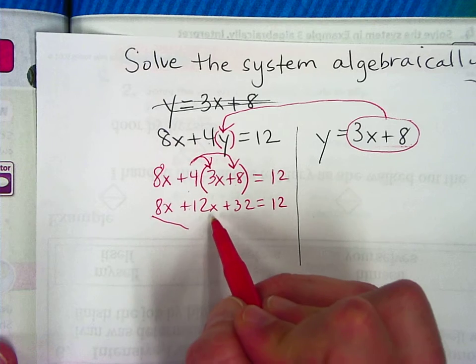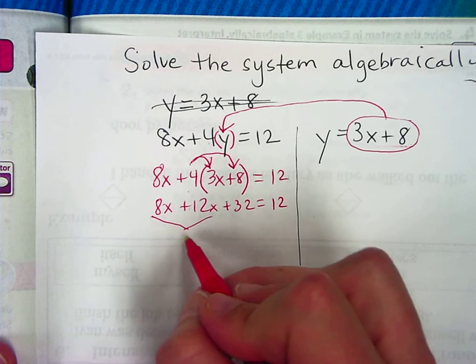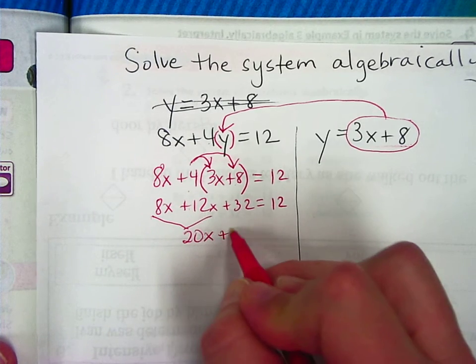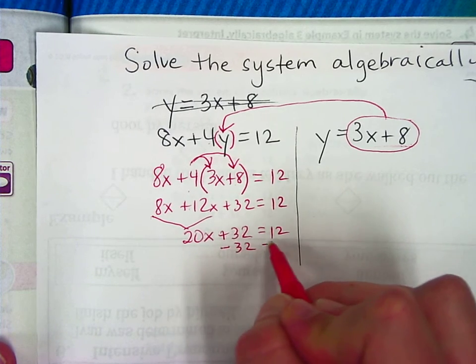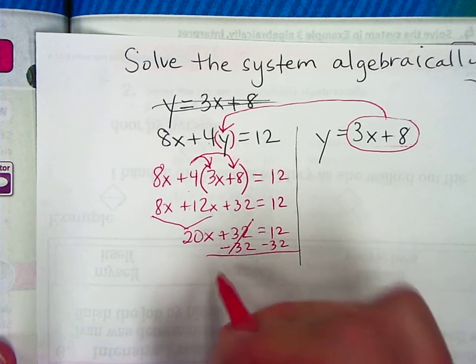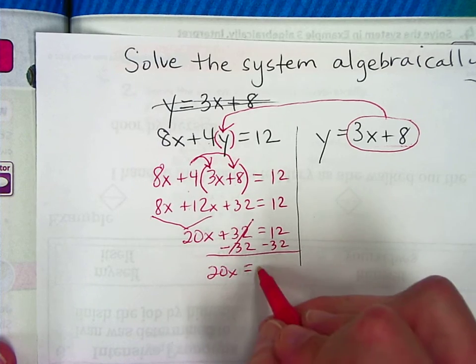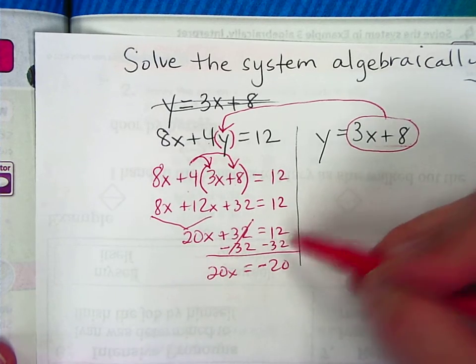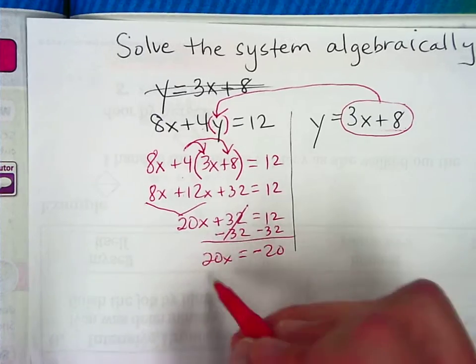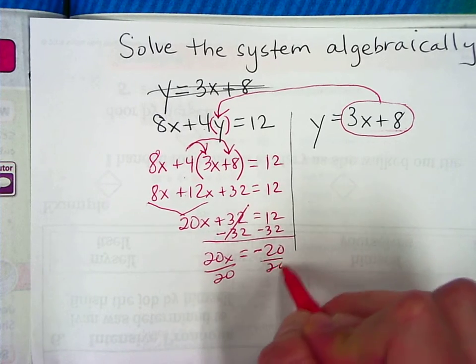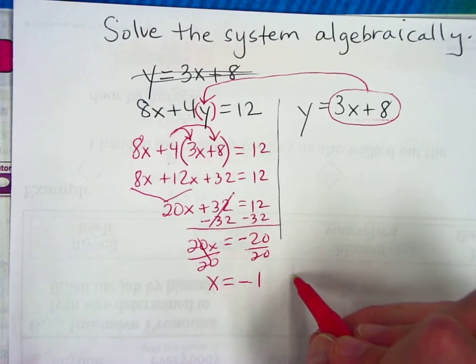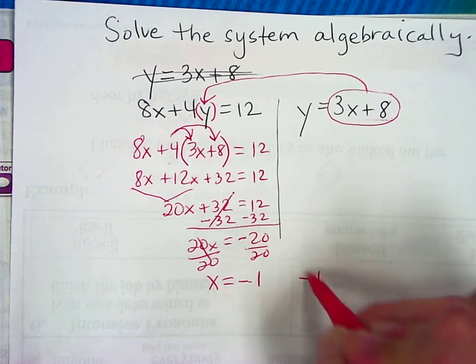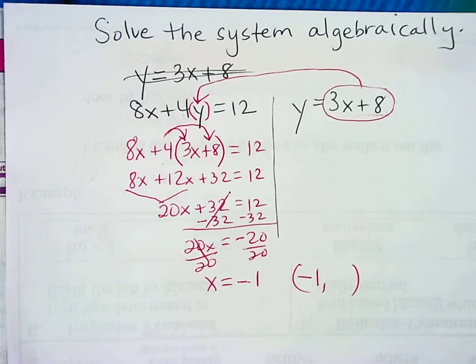And then these are like terms on the same side, so I need to combine those to get 20x plus 32 equals 12. Now I'm going to subtract 32. 20x equals negative 20. I have to actually subtract and use the sign of the bigger number. And then I'm going to divide by 20 and get x equals negative 1. Okay, so x is negative 1. That is my x number in my ordered pair.